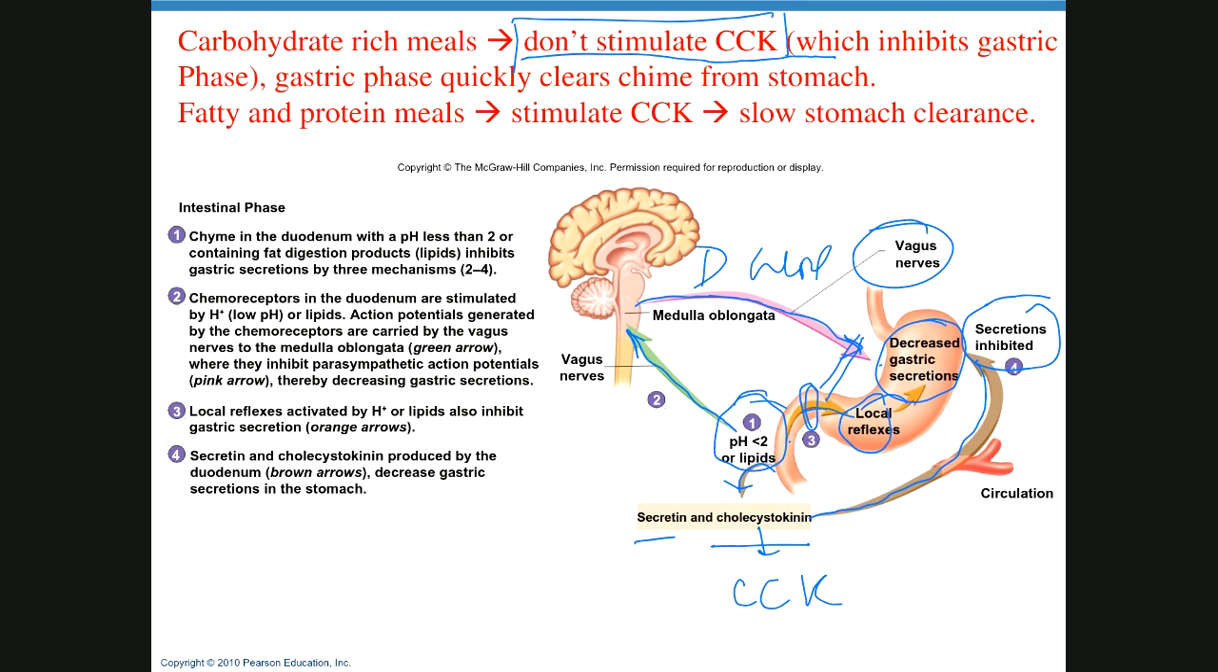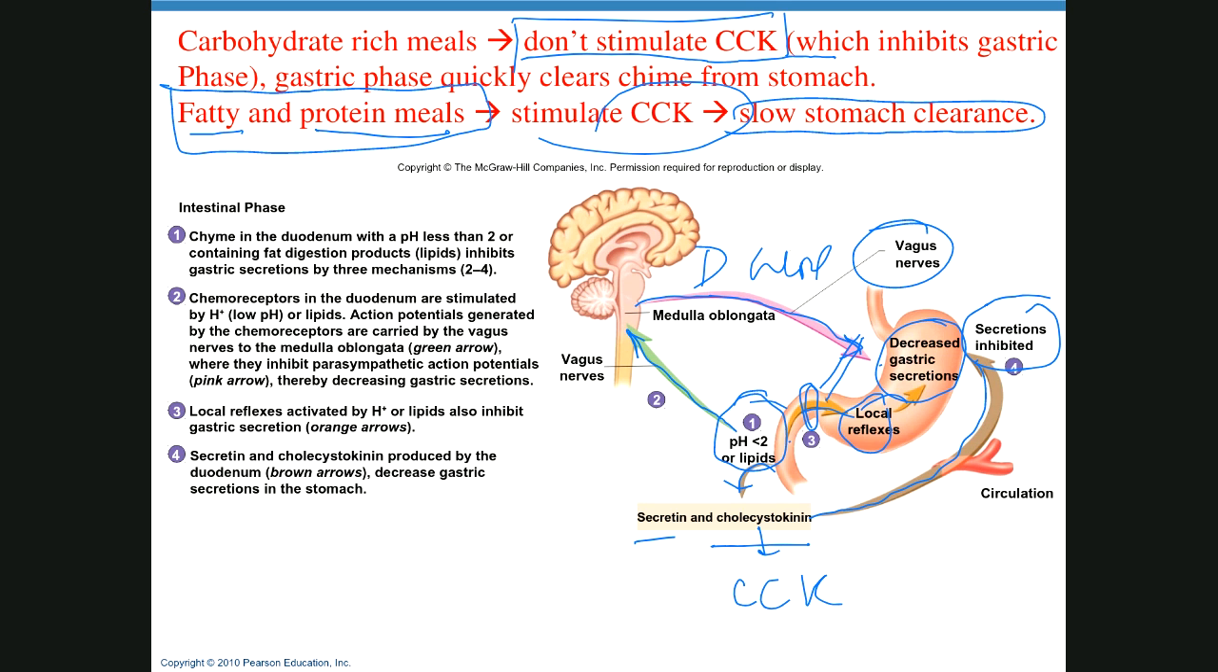Whereas a meal rich in fatty acids and proteins does stimulate CCK, and that is going to slow stomach clearance and is going to take longer to digest. That's why if you eat a carbohydrate-rich meal, you're hungry a few hours later, because you've gone through it very quickly, whereas fatty acids and proteins make you feel full for a longer time because it takes longer to digest those contents. So I guess the best bet would be to have a meal that has a little bit of everything.